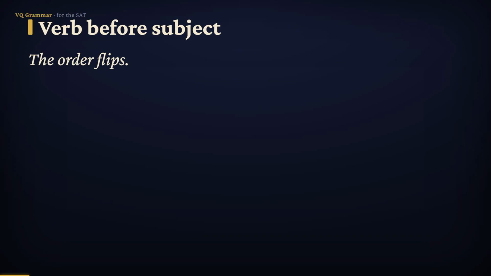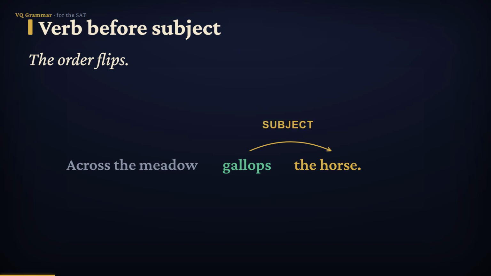Usually, the subject comes first, then the verb, but in an inverted sentence, that order flips. The verb comes before the subject. Across the meadow gallops the horse. The verb is gallops, and the subject, horse, sits after it.